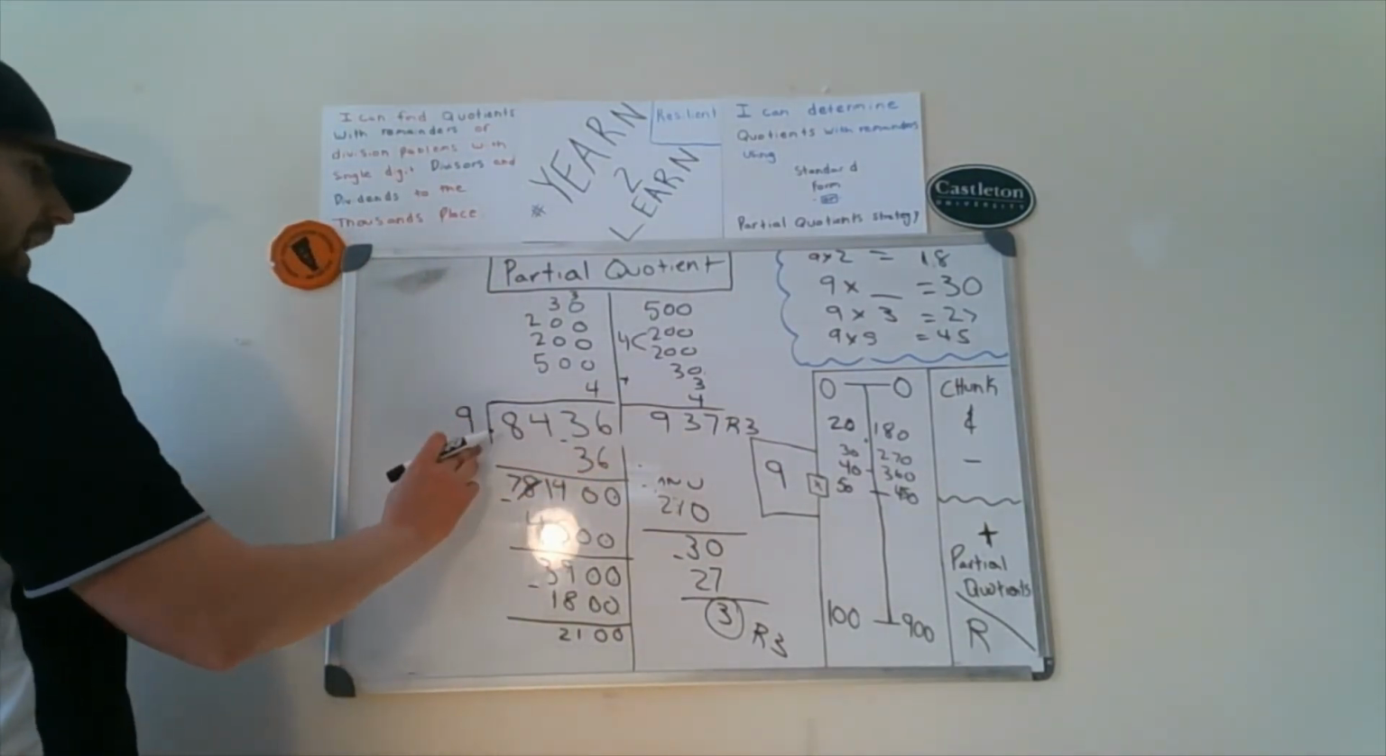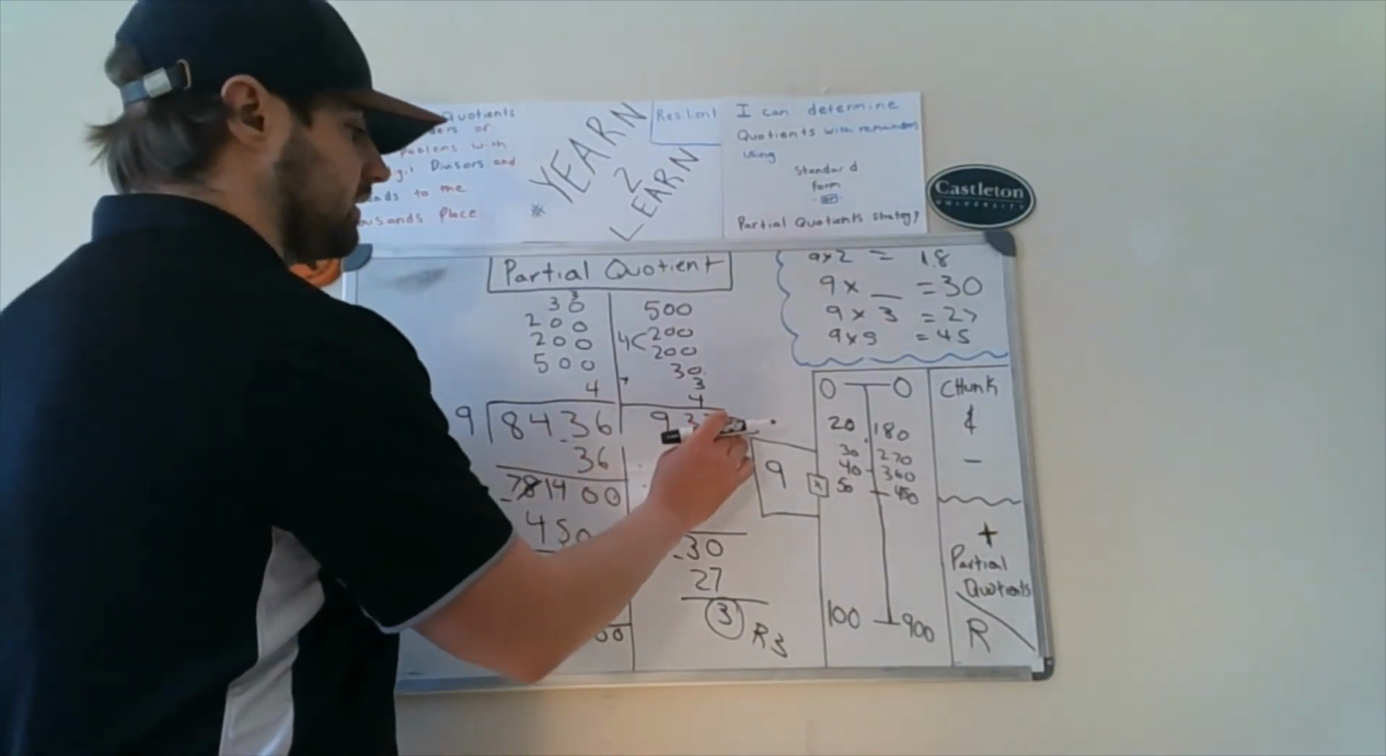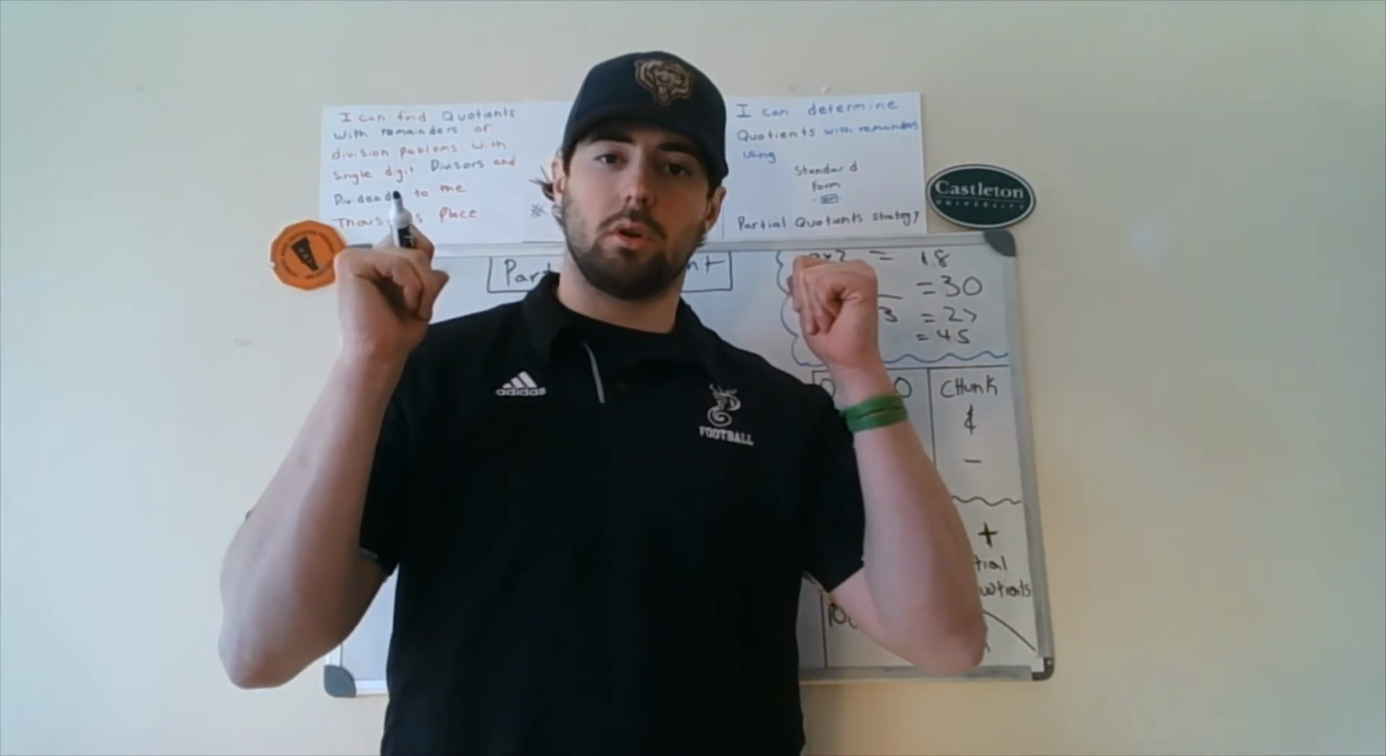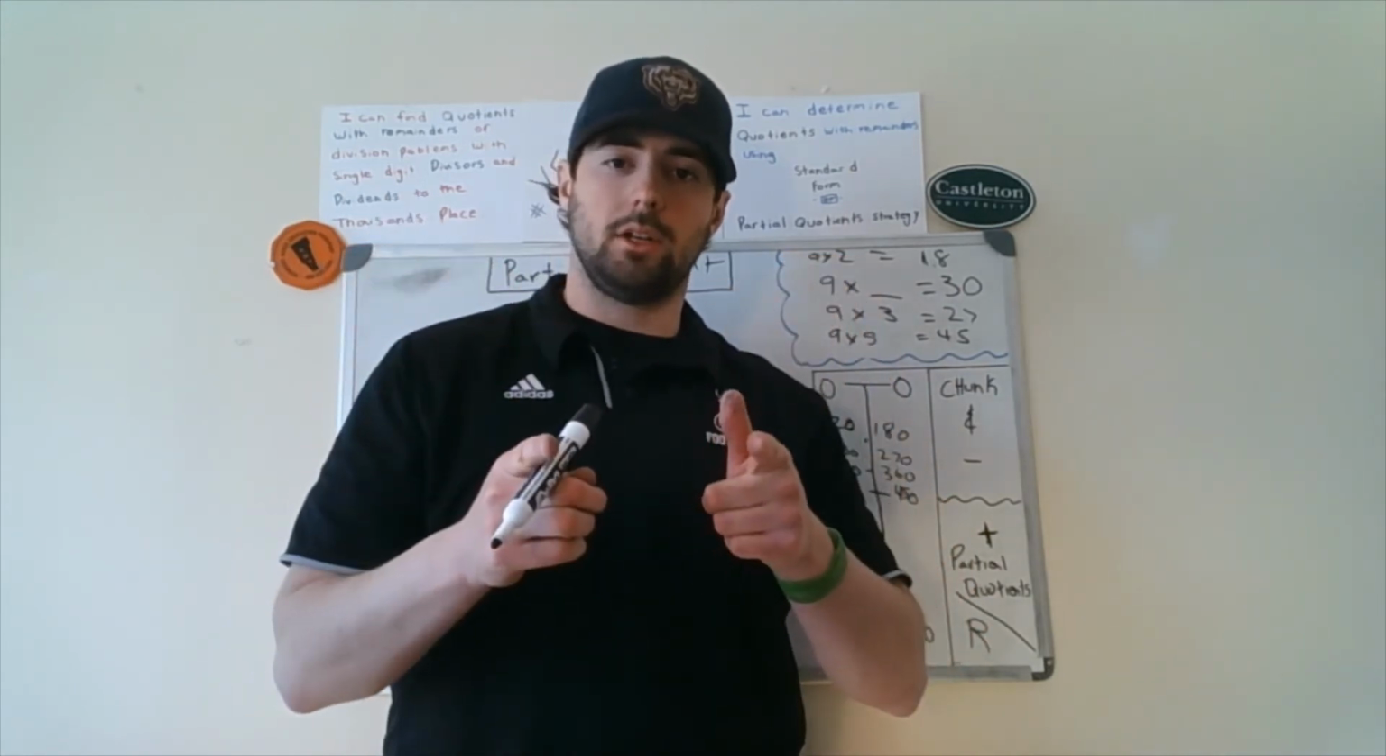8,436 divided by 9 is 937 with a remainder of 3. Partial quotient strategy, I do.